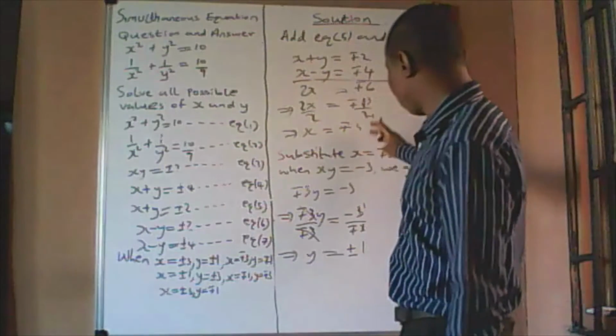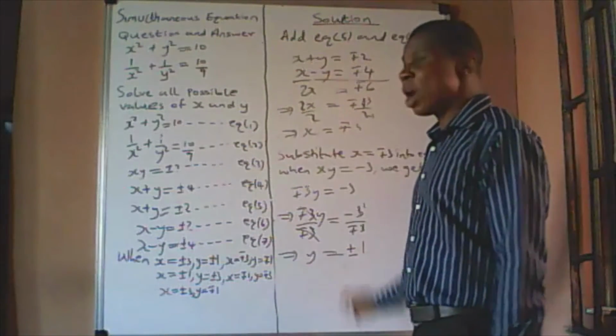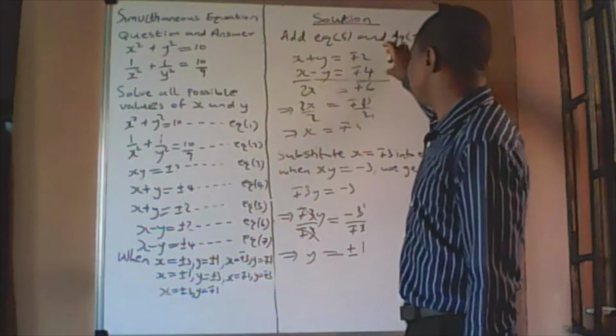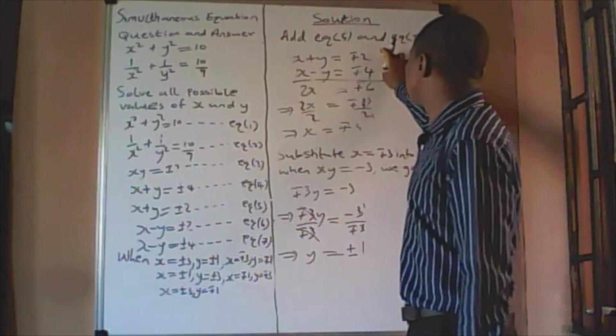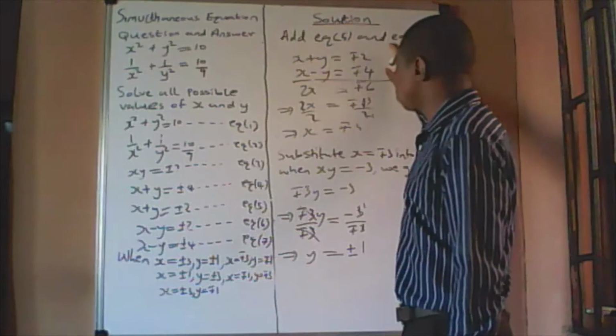We are now looking at the value of x and y. We are considering the value of equation 2 and equation 5 and equation 7 to be this.